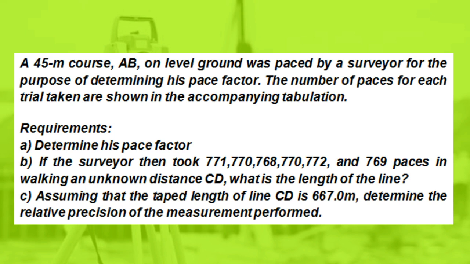B. If the surveyor then took 771, 770, 768, 770, 772, and 769 paces in walking an unknown distance CD, what is the length of the line? C. Assuming that the tape length of line CD is 667.0 meter, determine the relative precision of the measurement performed.